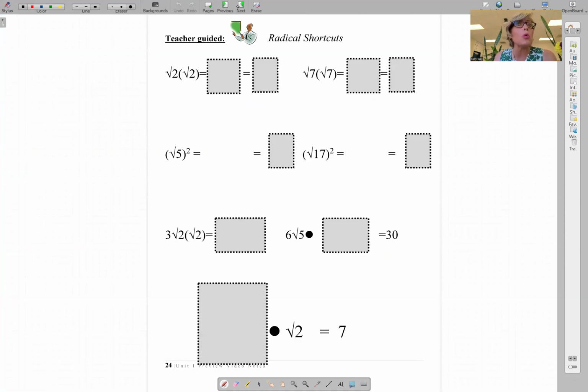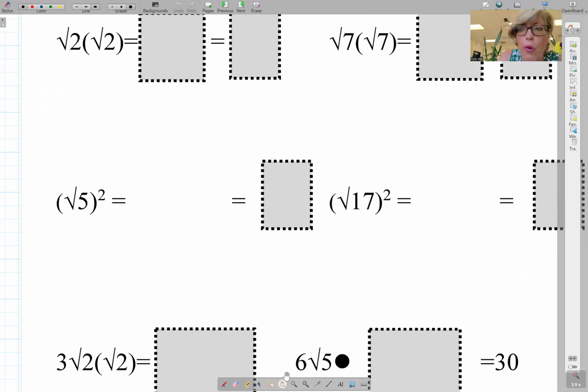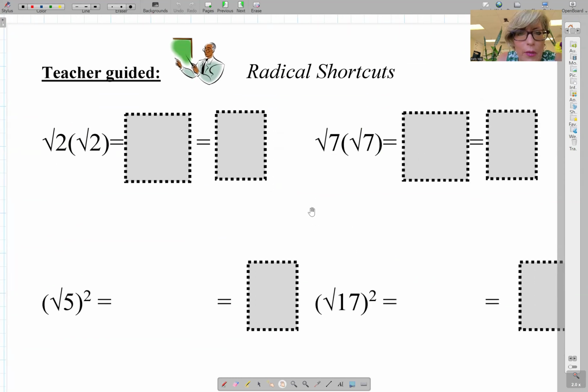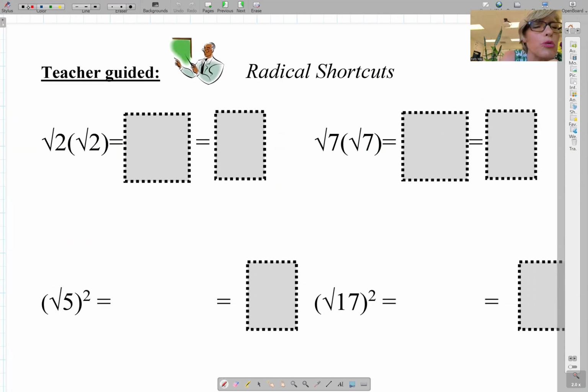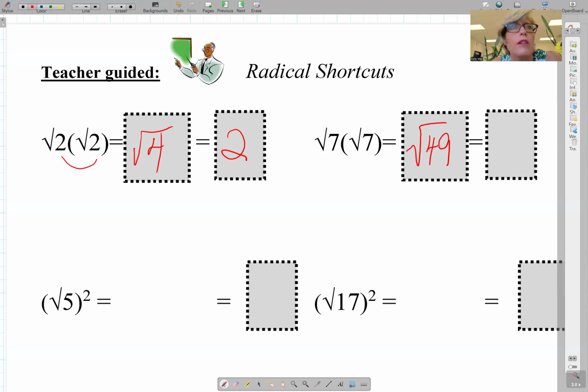Now I'm going to show you some shortcuts. Really important radical shortcuts. Ready? Here we go. Root 2 times root 2. Innies talk to innies. Technically, that's square root of 4, right? 2 times 2, square root of 4. But square root of 4 is a perfect square, so it just becomes 2. Watch that again. Root 7 times root 7 is root 49. But root 49 is perfect. It's just 7.